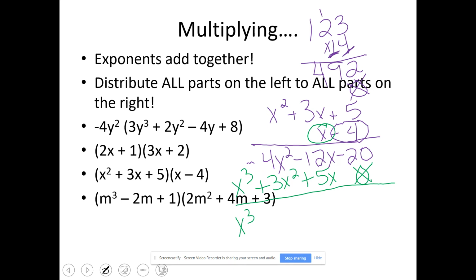So we have x cubed. Negative 4 plus 3 is negative 1, x squared. Negative 12 plus 5 is negative 7x. And then we have negative 20. Our answer is already in standard form. It's a third-degree polynomial, and our leading coefficient is positive 1.